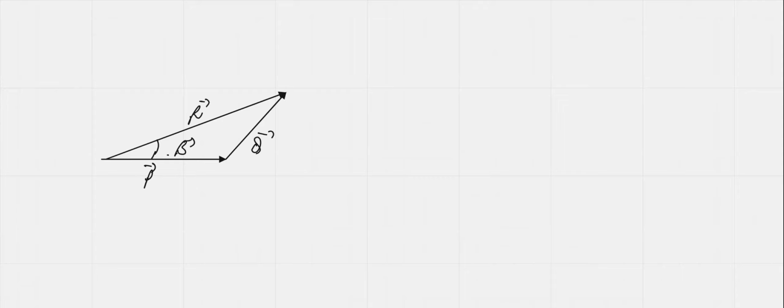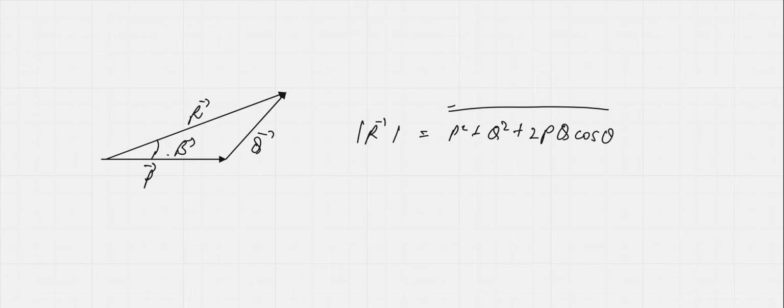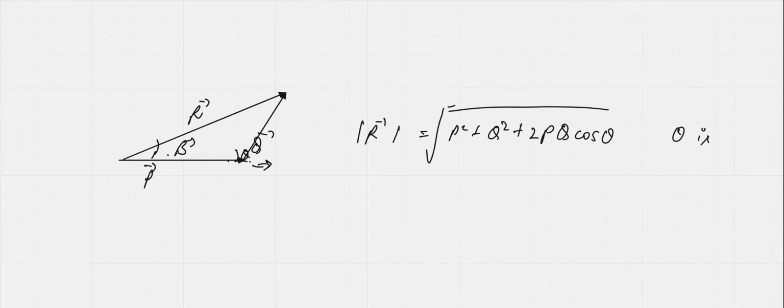So our resultant is nothing but the square root of P square plus Q square plus 2PQ cos theta. What is the cos theta? If I extend it a little bit, this is the theta, and theta is the angle between P and Q. Because if you place this vector P here, you can see this angle theta, whatever the theta is.